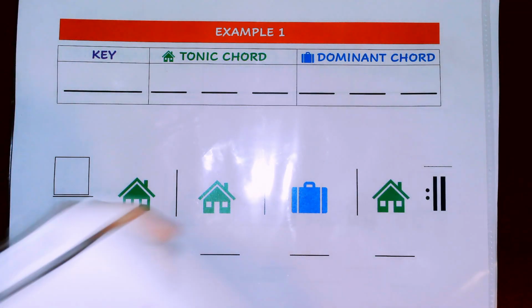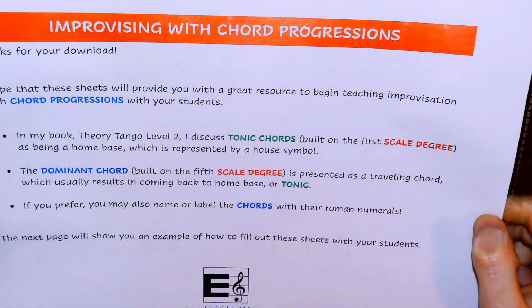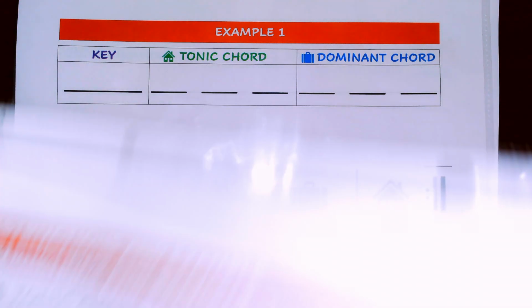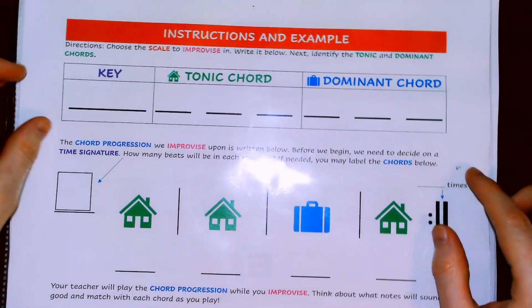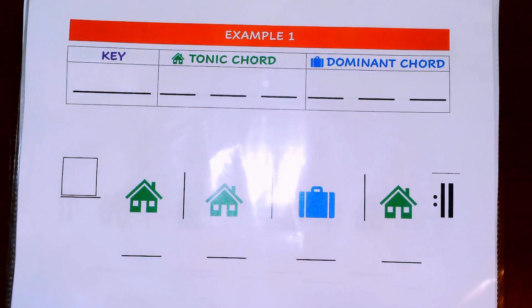When you download this packet, the first page is just going to have some information, basically the stuff I just talked about, the tonic and dominant. And on the back page, we have instructions and examples for how to fill the pages out. The pages themselves are not quite this busy, but this one's to show you how to do it.